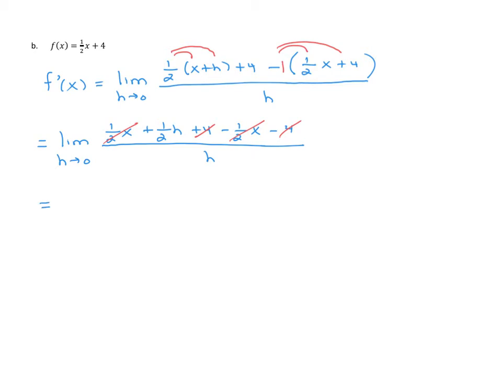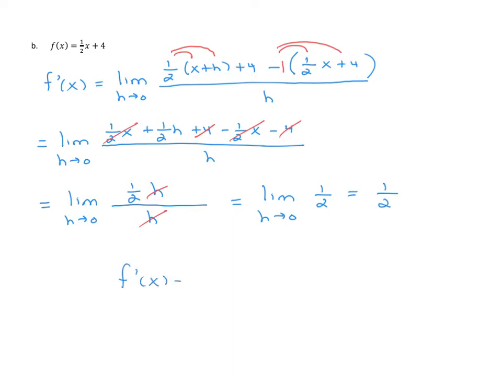This reduces to the limit as h goes to 0 of, and we only have 1/2 h and then h in the denominator. So here the h's cancel. I'm really left with just 1/2. This is the limit as h goes to 0 of the number 1/2. There are no h's in the expression, so therefore the answer is simply just 1/2. This proves that f prime of x is equal to 1/2.